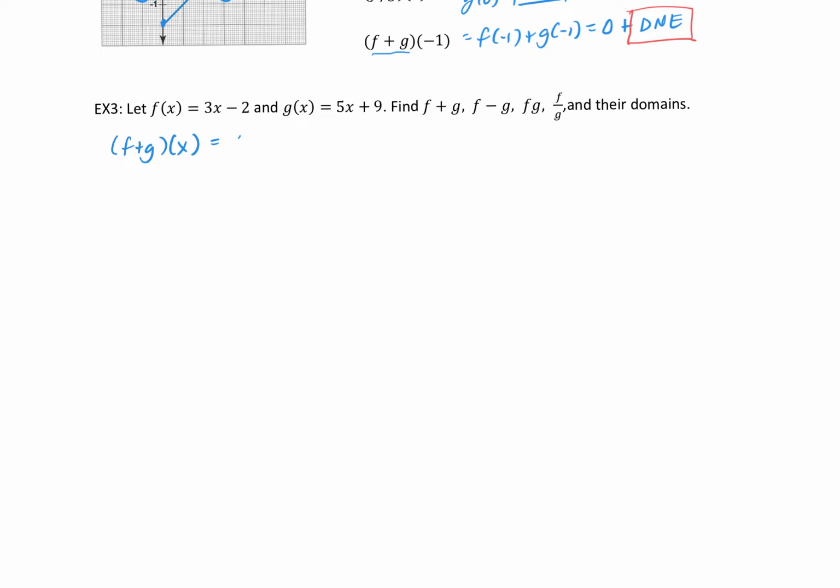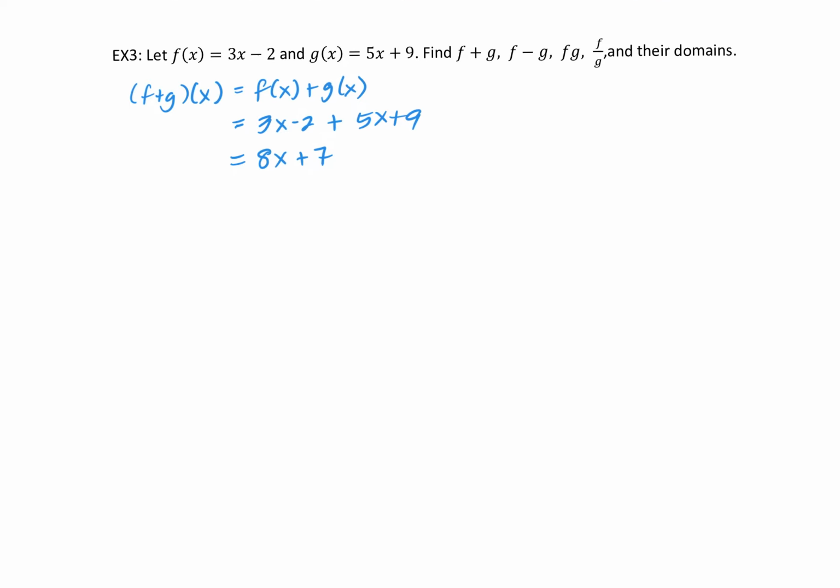Well, let's look at f plus g of x. Remember, that's simply f of x plus g of x. And I know what f of x is. It's 3x minus 2. Plus, I know what g of x is. It's 5x plus 9. So when I combine my like terms, I have 8x plus 7. That's my new function, f plus g of x. Maybe I'll rewrite this so you could see our new function. Well, what is its domain?